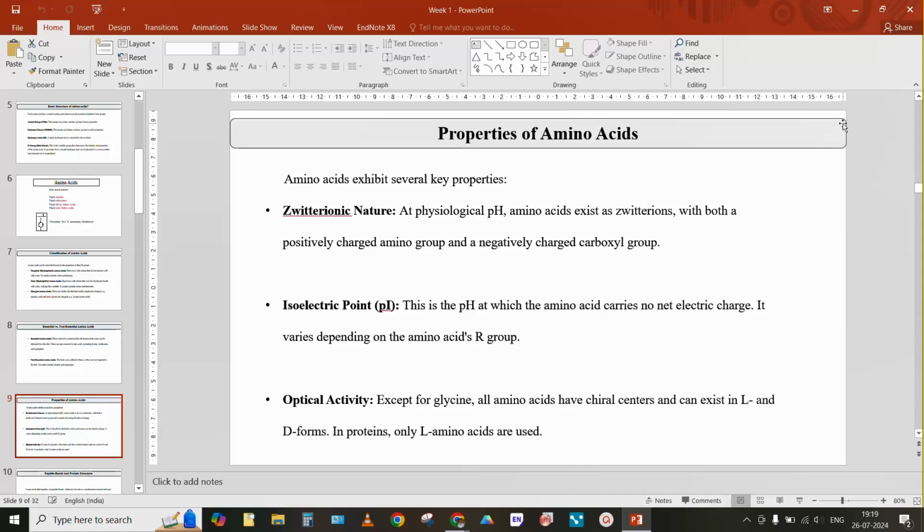The last property is optical activity. Except for glycine, all amino acids have chiral centers and can exist in L or D forms. In proteins, only L amino acids are used.